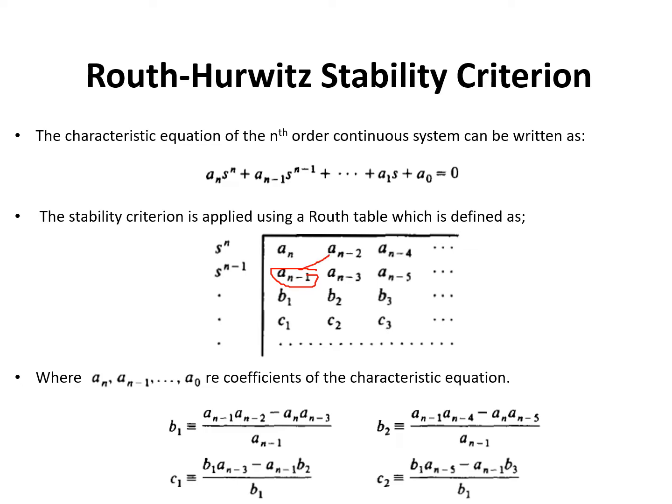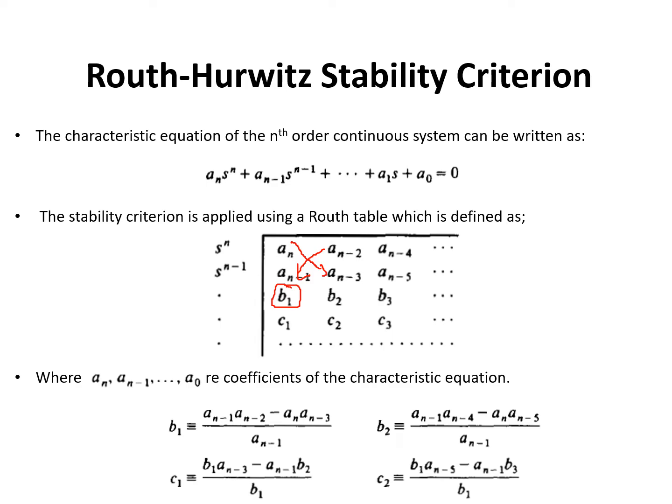Now we will cross multiply this with this. So multiplication is taken like this, that is a n minus 1 is multiplied with a n minus 2, and that product is subtracted with a n into a n minus 3. So cross multiply these two values, this with this and this with this, and then divide that by a n minus 1. That gives me the value of b1. So this b1 is generated by this value.